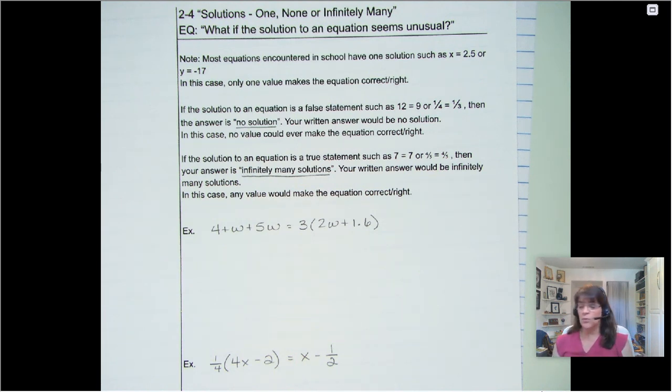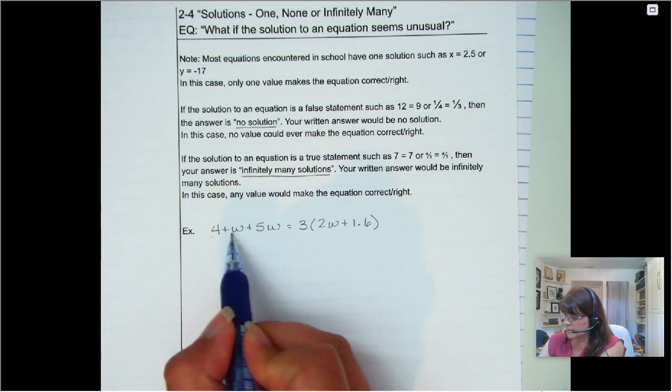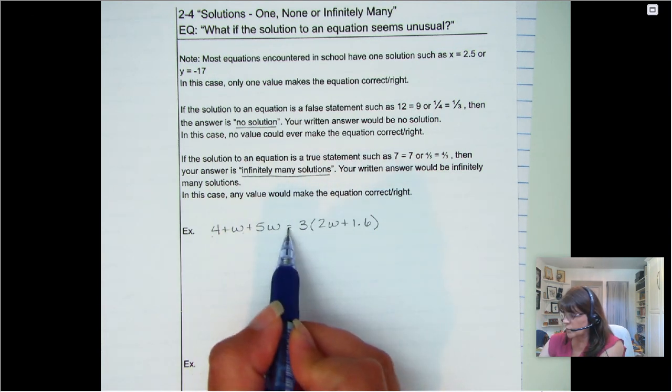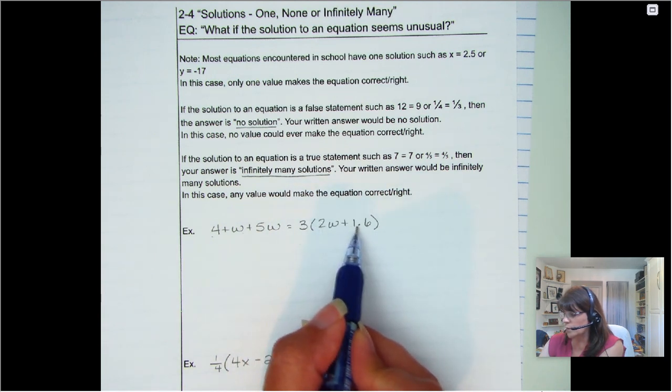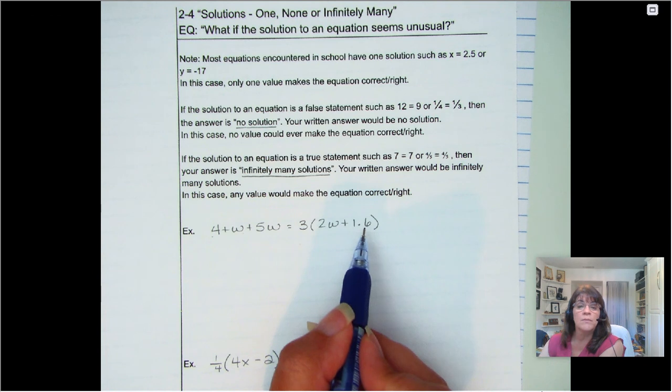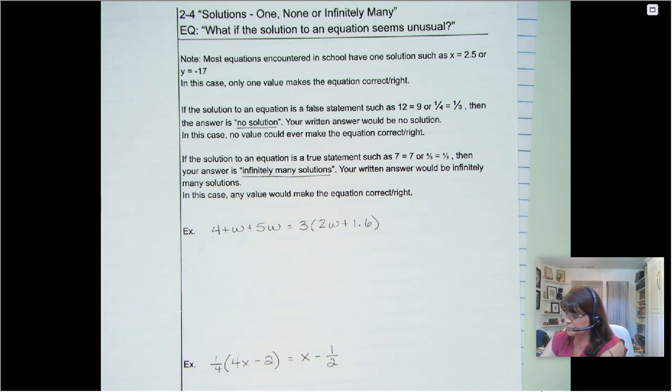So as we go through this, we're going to get a little more practice in solving equations, and then you'll see what happens when we get to the end if it's one of these weird kinds. So on this first example, 4 plus w plus 5w equals 3 times the quantity 2w plus 1.6. We're going to solve this like we would any equation and then see what happens.